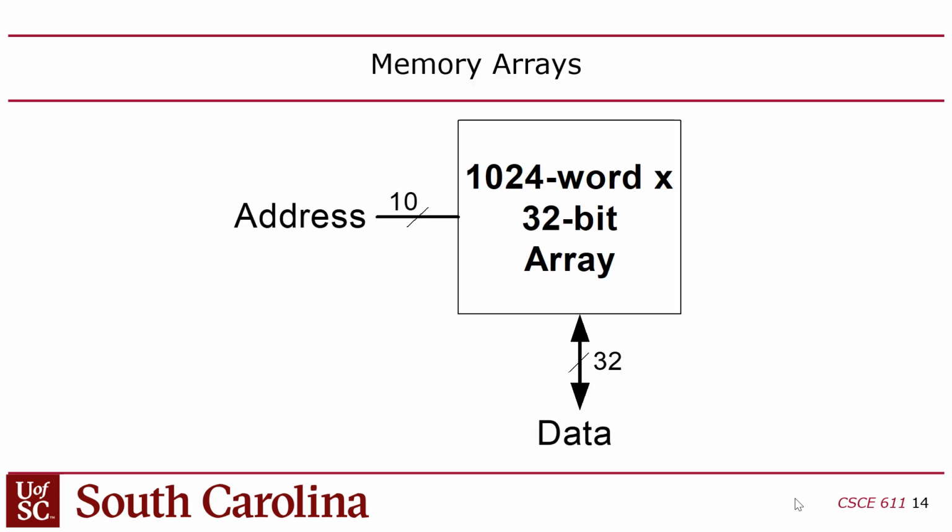Okay, and so the instruction RAM is going to be, I mentioned, 4096 by 32. This is showing a 1024 by 32, but the only difference there is in the address width. So if you take this address and you go from 10 bits to 12 bits, it'll increase the depth to 4K depth, 32 bits wide.